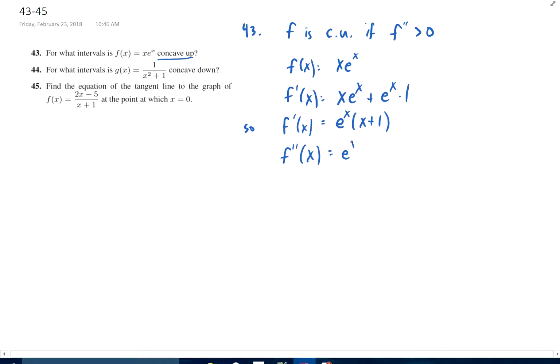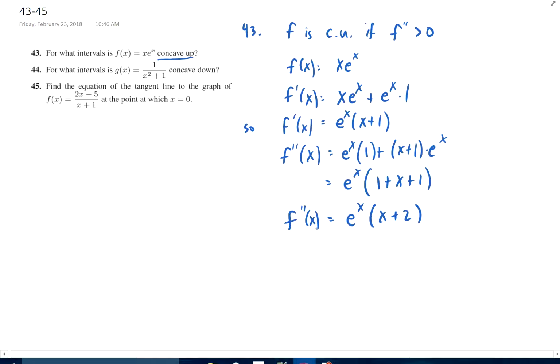First, e to the x, derivative of the second, plus the second times the derivative of the first. And if I factor e to the x out, I get 1 plus x plus 1, or I get e to the x times x plus 2.